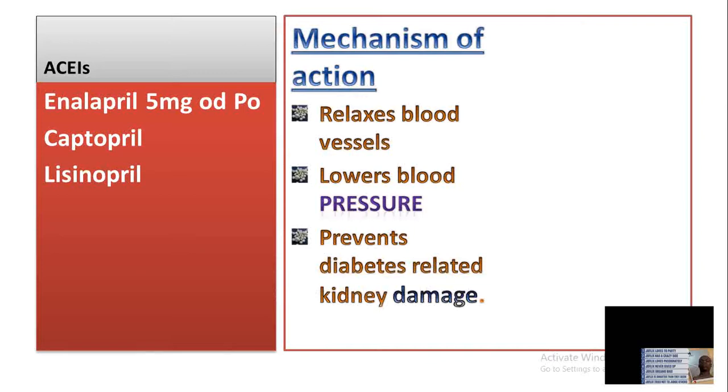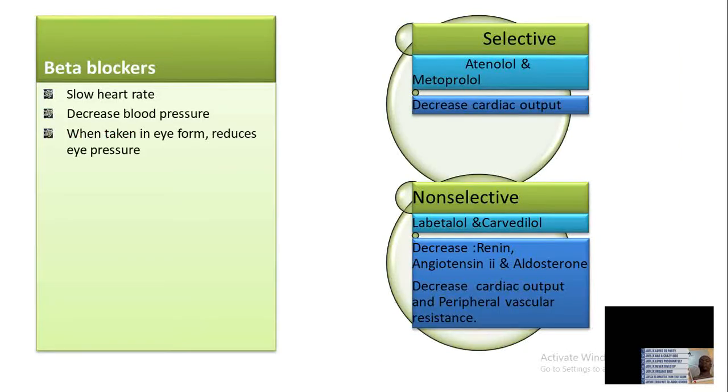Mechanism of action of angiotensin converting enzyme inhibitors. We have examples of the drugs. We have enalapril, captopril and lisinopril. Mechanism of action: relaxes blood vessels, lowers blood pressure, prevents diabetes-related kidney damage. Beta blockers: slow heart rate, decrease blood pressure. When taken in eye form, reduces eye pressure.